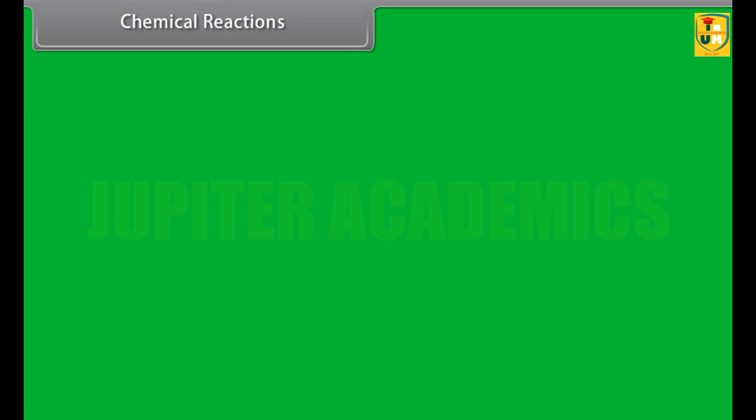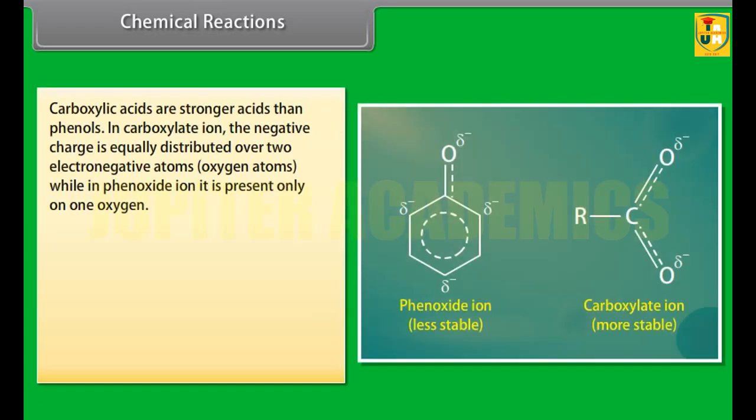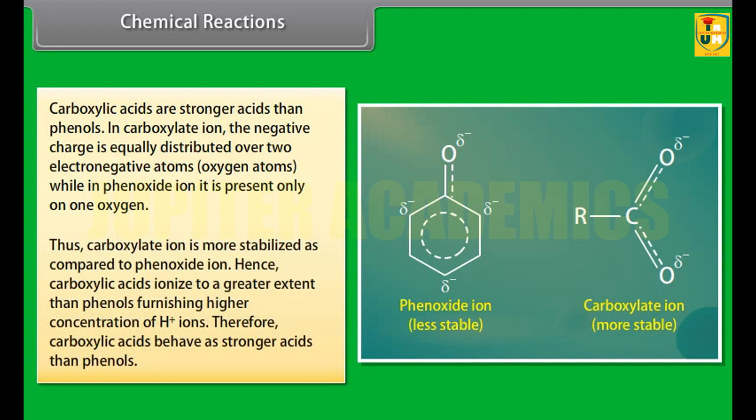Chemical reactions. Carboxylic acids are stronger acids than phenols. In carboxylate ion, the negative charge is equally distributed over 2 electronegative atoms, that are oxygen atoms, while in phenoxide ion, it is present only on 1 oxygen. Thus, carboxylate ion is more stabilized as compared to phenoxide ion. Hence, carboxylic acids ionize to a greater extent than phenols, furnishing higher concentration of hydrogen ions. Therefore, carboxylic acids behave as stronger acids than phenols.